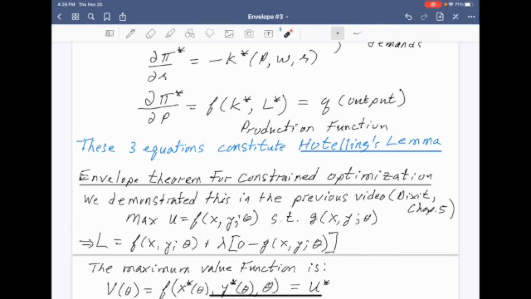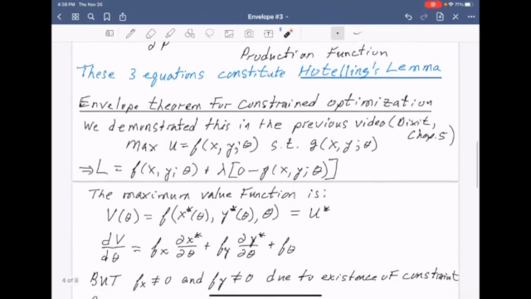We demonstrated in the previous video, and done in Dixit chapter 5, the maximization of a utility function f of x, y, and these parameters theta, and I'm using a semicolon here to offset the theta from the x and the y, subject to g of x, y, theta. These are the parameters, and x and y are choice variables. We form the Lagrangian. Notice that we have that 0 here, and we put a negative there because we do not have a constraint C like we did in Dixit. We'll come back to that in a minute.